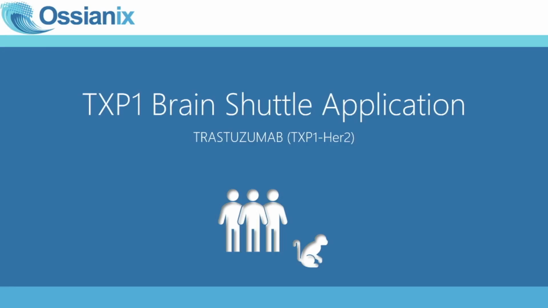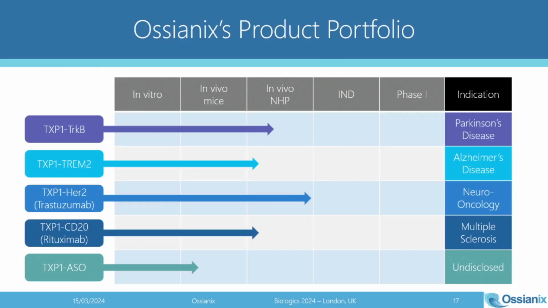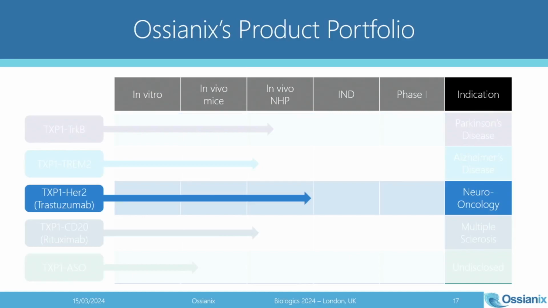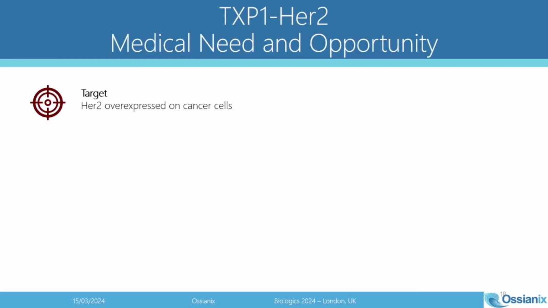Now, coming to the application of these antibodies or these brain shuttles. This is just the case I would like to show you, our fusion to the anti-HER2 antibody trastuzumab. We are interested in different modalities and different antibodies, such as an agonist TrkB antibody for Parkinson's disease, TREM2 or CD20 for multiple sclerosis, as well as, as I mentioned, oligos for many different indications. But here I will talk a little bit more about the TXP1 HER2 fusion for neuro-oncology. And why is it interesting?